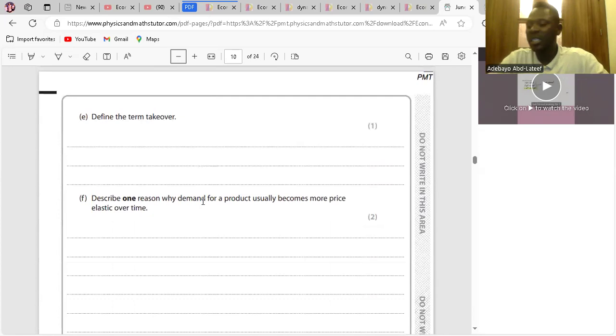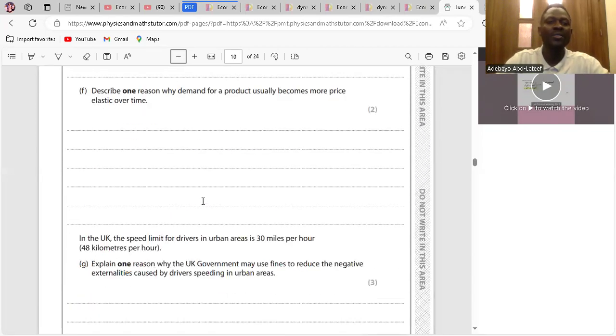Define the term takeover. Takeover occurs when a firm buys over another firm. Clear? We move on. Describe one reason why demand for a product usually becomes more price elastic over time.